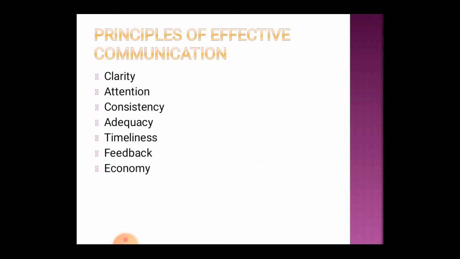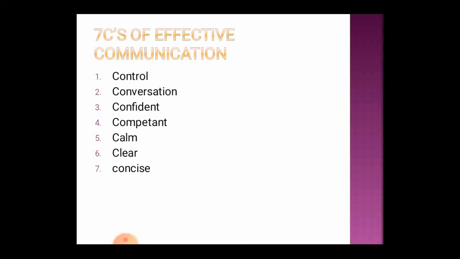Next one is 7 C's of effective communication. It is a repeatedly asked question, the 7 C's of effective communication. So the first C refers to control. You should have control over yourself, your body language, pace, tone, etc. For example, you are giving a speech and you feel like yawning or sneezing, you have to control your emotions or your abnormalities before you present your speech before thousands of audience.